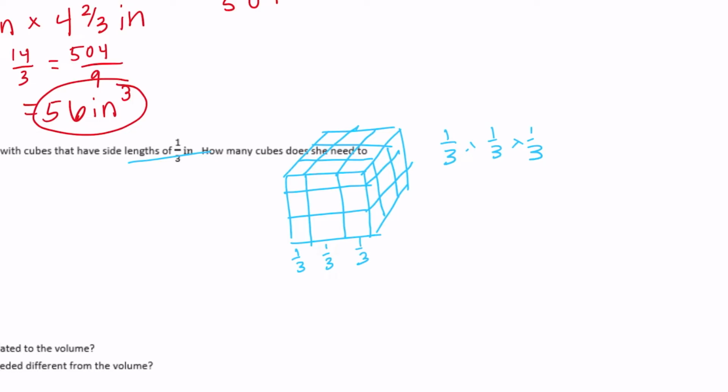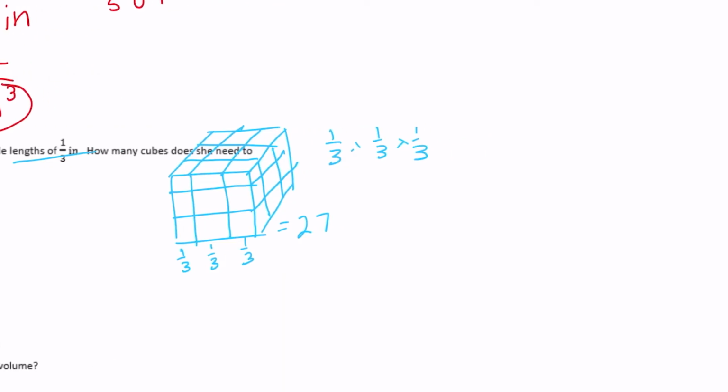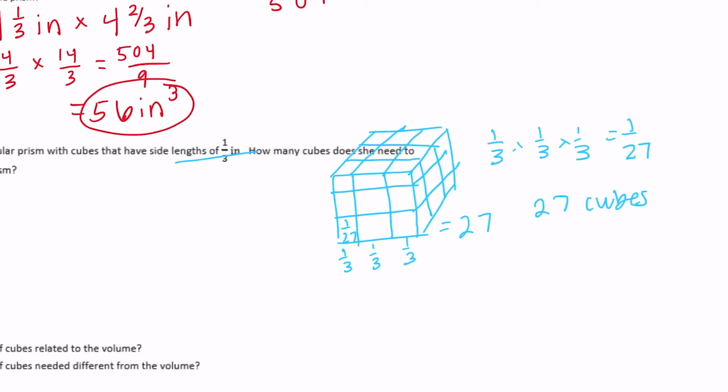You can either count them all and see that there are 27, because there's 9 in the front, 9 in the middle section, and 9 in the back section. Or 1/3 times 1/3 times 1/3 is 1/27th. So each cube takes up 1/27th of the entire thing, meaning that there would be 27 total cubes to fit inside of one large cube.